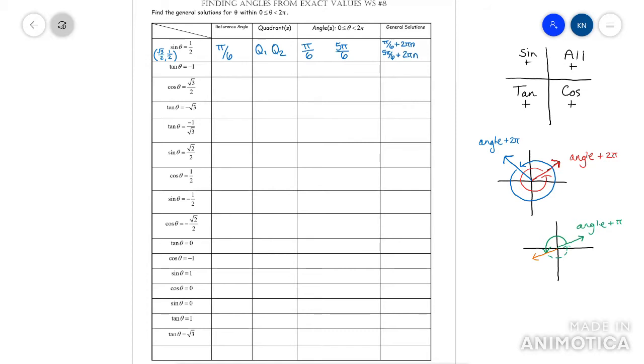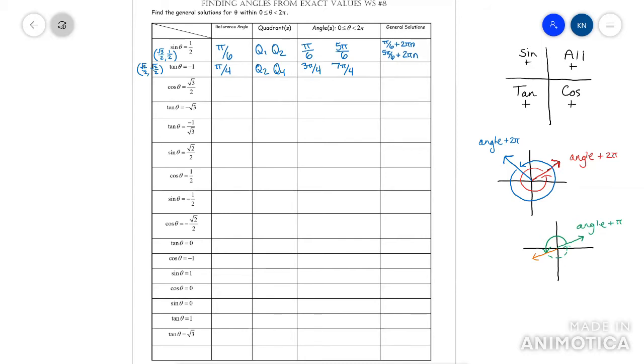Tan theta equals -1. For it to be 1 or -1, it's got to use √2/2, √2/2. That's the only place where the y and the x are the same. So that reference angle is pi over 4. For tan to be negative, that only happens in quadrants 2 and 4. Now, the angle that's over 4 in quadrant 2 is 3 pi over 4. The angle that's over 4 in quadrant 4 would be 7 pi over 4.